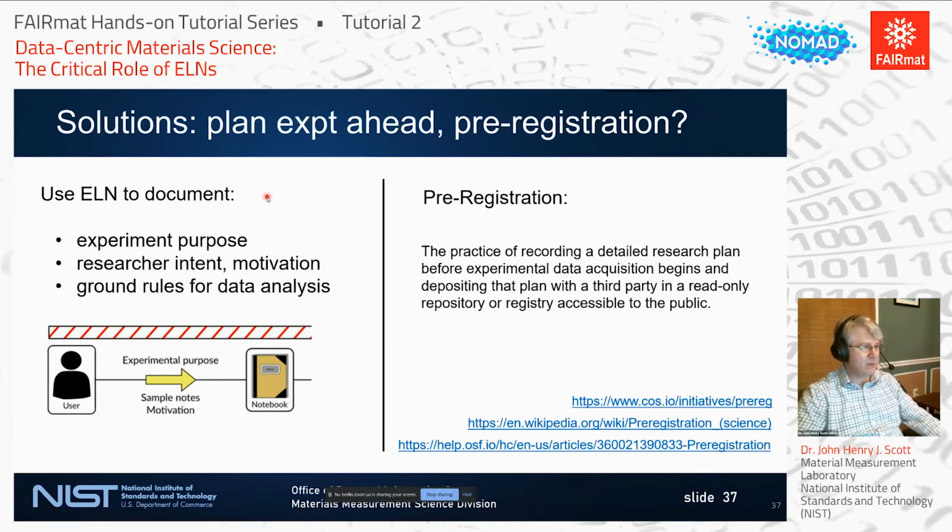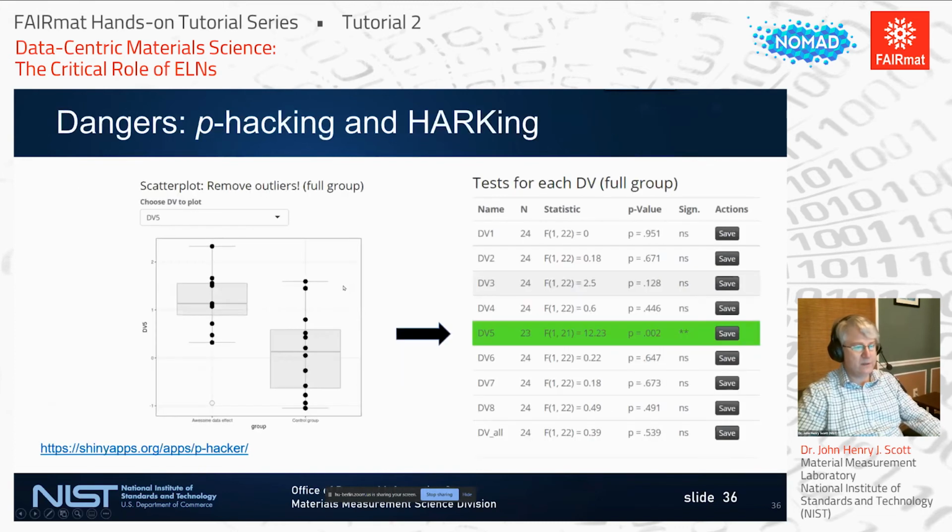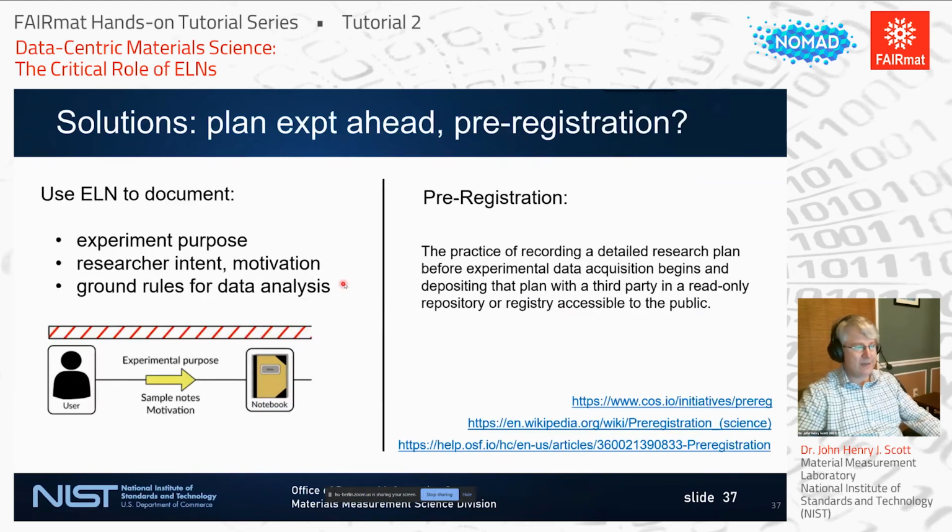The electronic laboratory notebook and this idea of capturing experiment purpose, researcher intent, motivation, and some ground rules for yourself and others for how you're going to analyze the data can go into the notebook. So if you're going to drop outliers, or control for variables for confounding effects, or decide to take more data partway through, or change the number of samples, in this case only 23 samples, if you decide to add more samples after seeing part of the data, then you should record that and make those decisions before you have access to the data itself.